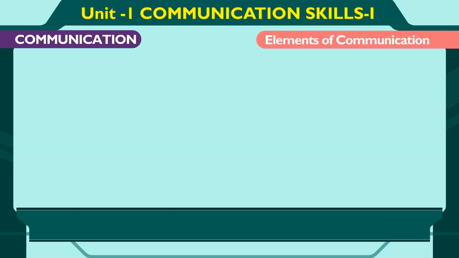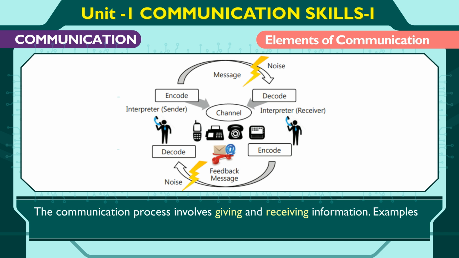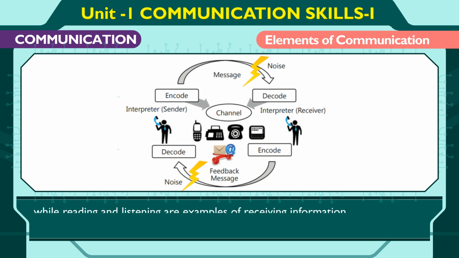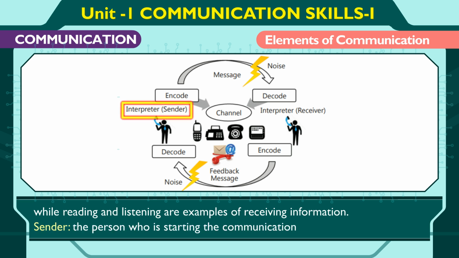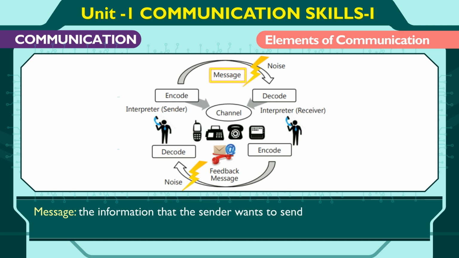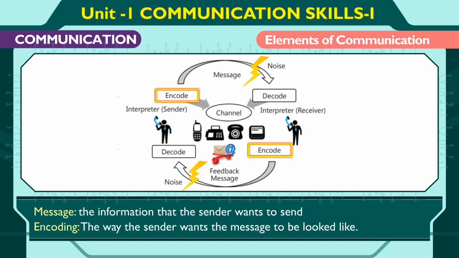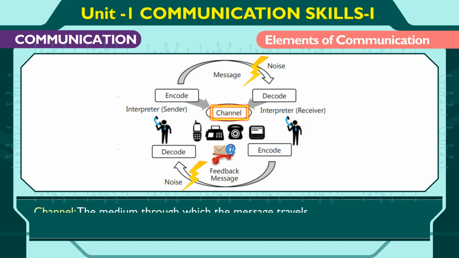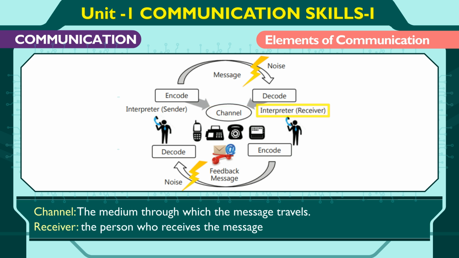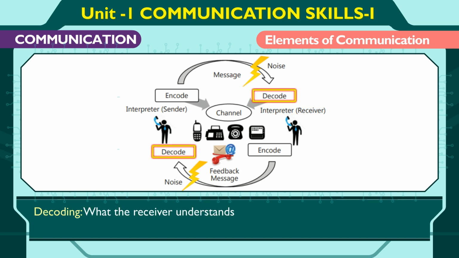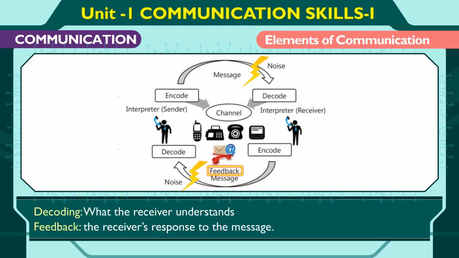Elements of communication. The communication process involves giving and receiving information. Examples of giving information are speaking and writing, while reading and listening are examples of receiving information. Sender. The person who is starting the communication. Message. The information that the sender wants to send. Encoding. The way the sender wants the message to look. Channel. The medium through which the message travels. Receiver. The person who receives the message. Decoding. What the receiver understands. Feedback. The receiver's response to the message.